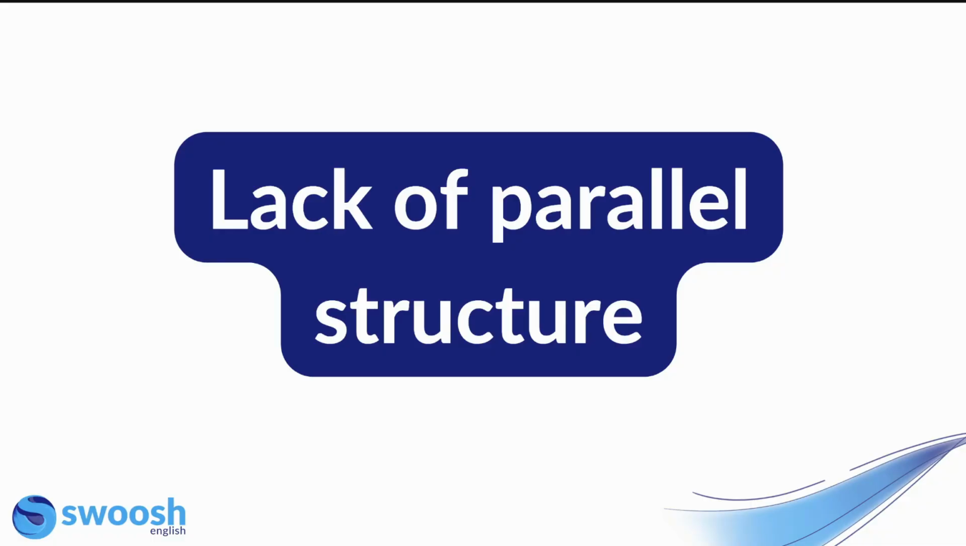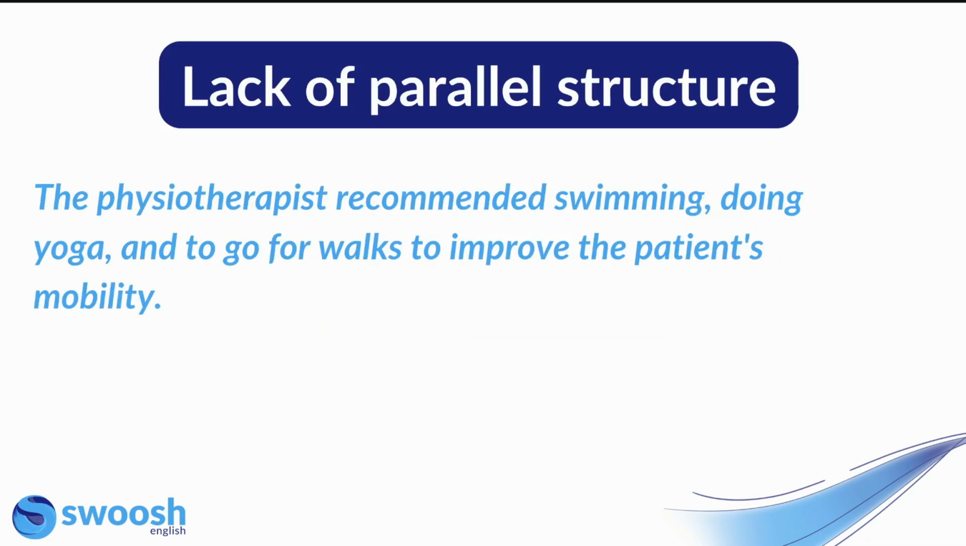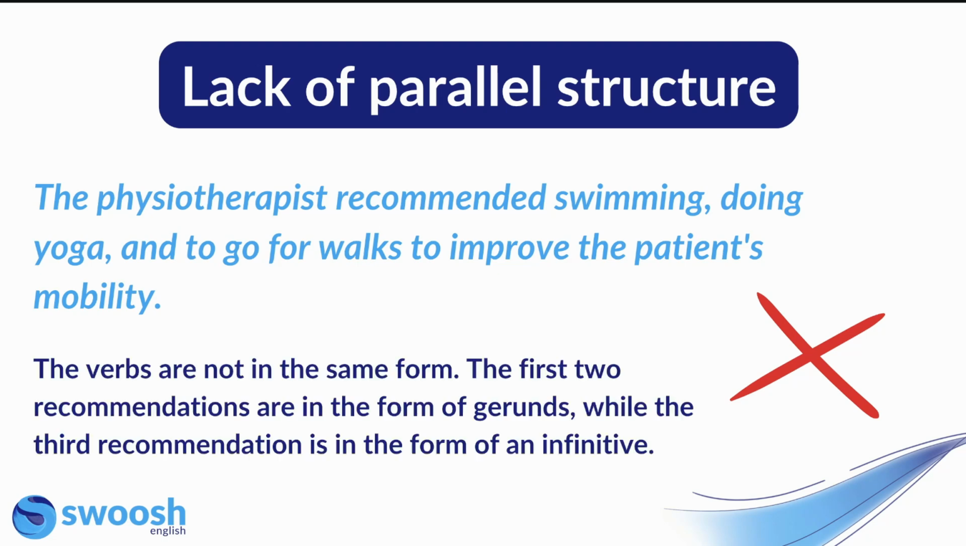Next, we have lack of parallel structure. Now, what exactly do we mean by this? Let's take a look at an example. The physiotherapist recommended swimming, doing yoga, and to go for walks to improve the patient's mobility. Can you spot the mistake in this sentence? Hopefully, you were able to spot that the verbs were not in the same form. So the first 2 recommendations are in the form of gerunds. We've got swimming and doing yoga, the gerund form.